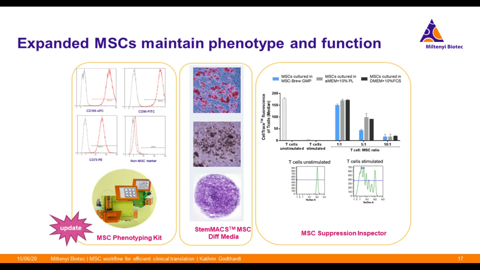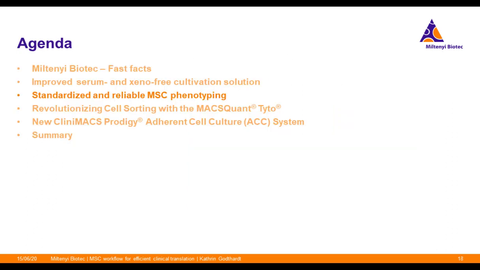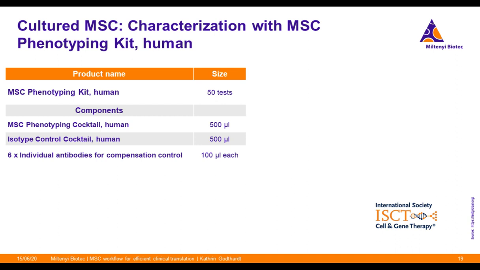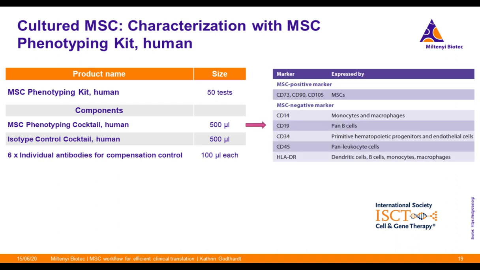What is new here is we have updated the MSC Phenotyping Kit, and now I would like to show you in more detail how standardized and reliable this phenotyping cocktail is. So the design of the MSC Phenotyping Kit is as follows. You can do around 50 tests with one kit. The kit consists of an MSC phenotyping cocktail and an isotype cocktail, as well as 6 individual antibodies for compensation control. This is quite important to get a reliable result at the end.